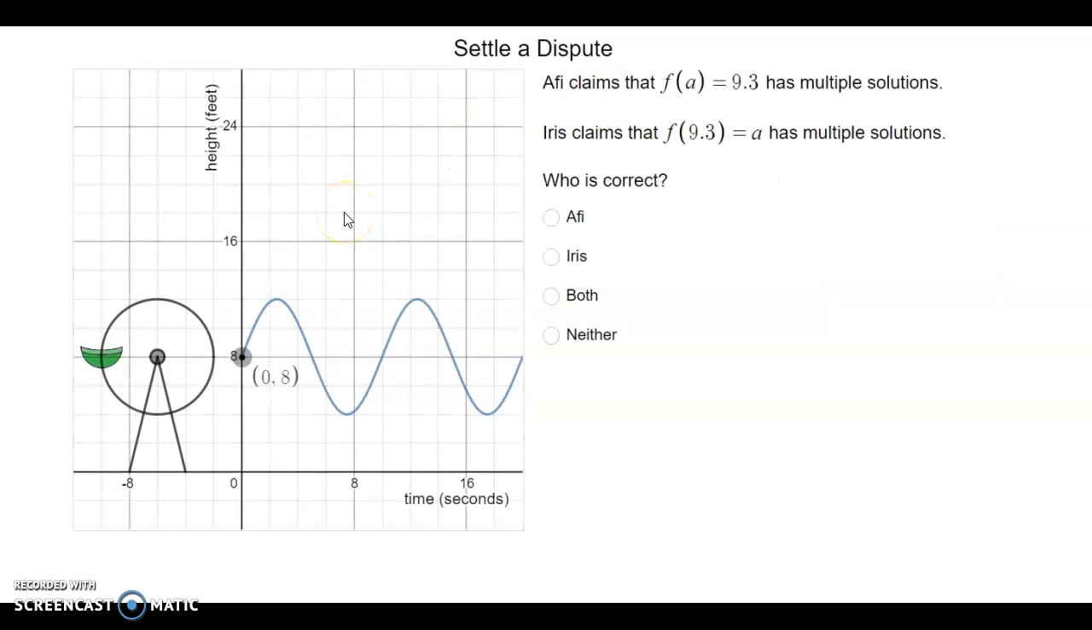So Alfie claims that f of a at 9.3 has multiple solutions. This person claims that at 9.3 feet, we can have multiple times. But Iris claims that at 9.3 seconds, I can have multiple solutions. So who do you think is right? Take some time, run through it, and test it out and see.